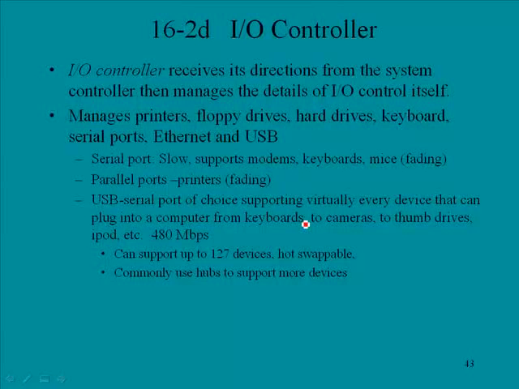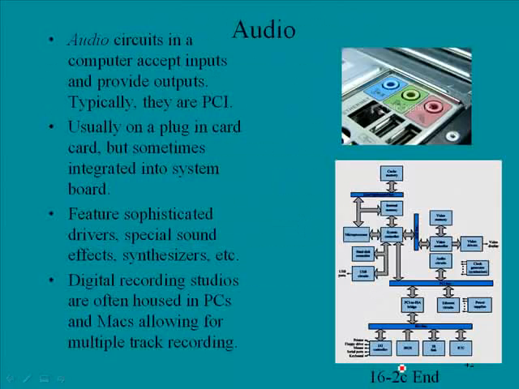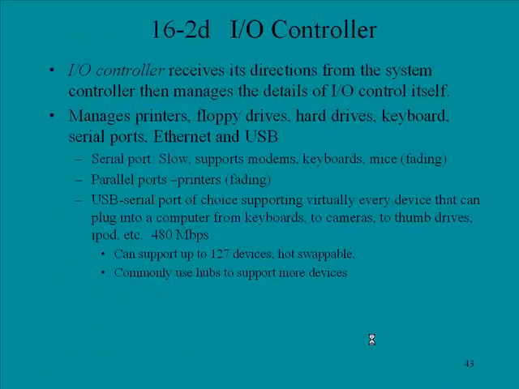We're continuing in hardware. This should be the last section in 16-2, and we're looking at the I/O controller. On our block diagram, the I/O controller is right down here. The I/O controller receives its direction from the system controller, then manages the detail of I/O control itself. And I/O is for input-output. It manages printers, floppy drives, hard drives, keyboards, serial ports, Ethernet, and USB.